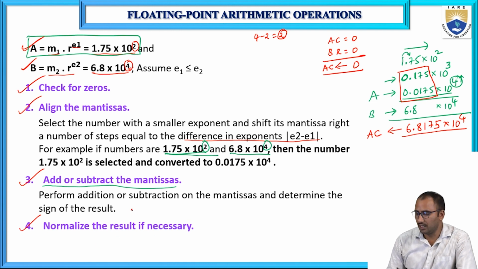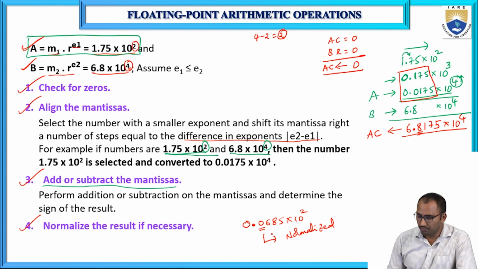So what is normalization? See here. In this floating point number, after the decimal point, if it has a non-zero value, then that is a normalized result. Suppose it is 0.0685 into 10 power 2. This is not a normalized result, because after the decimal point we have a zero value. So this is not normalized. So we have to convert it into the normalized form.